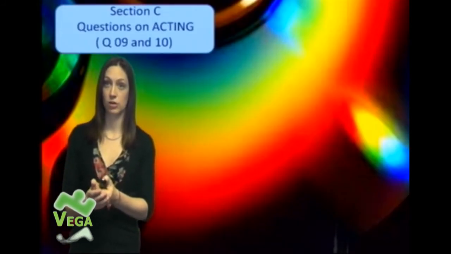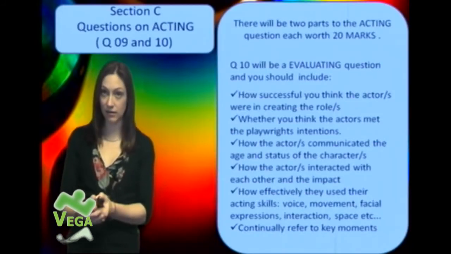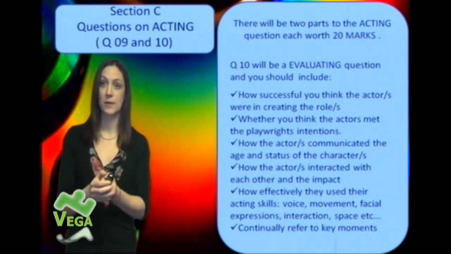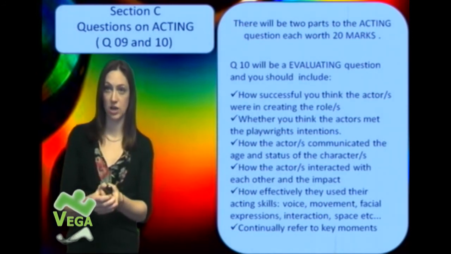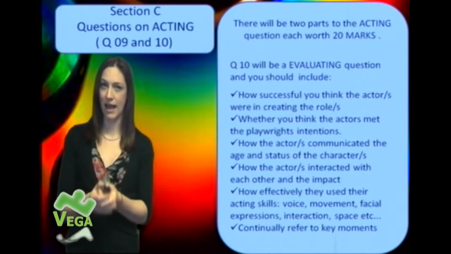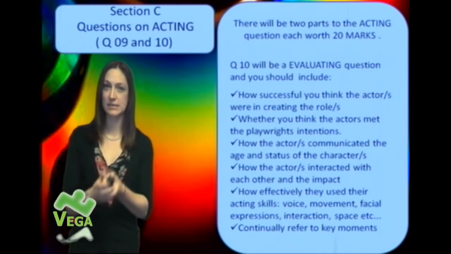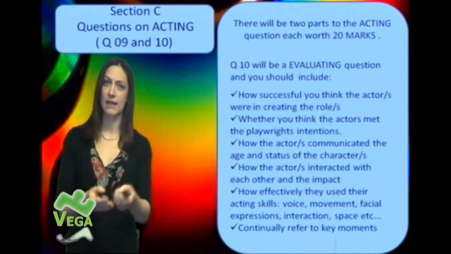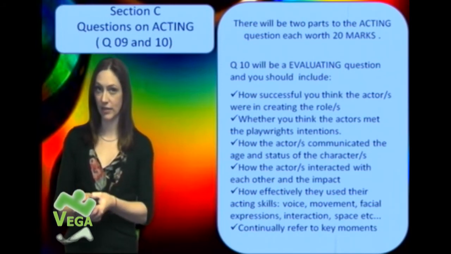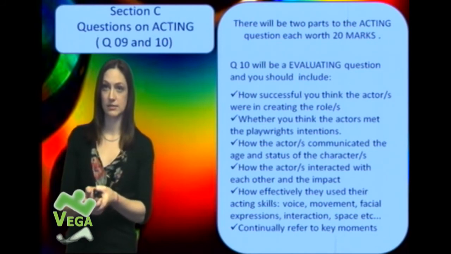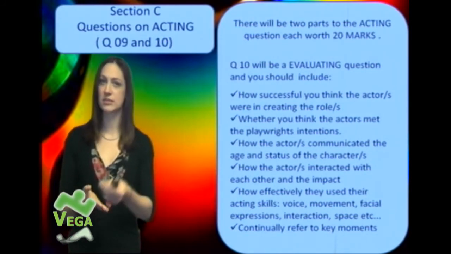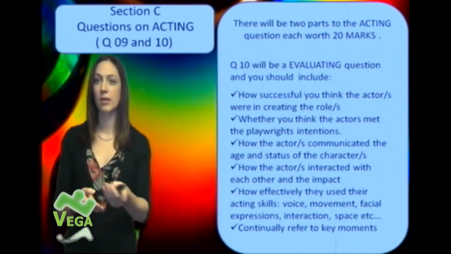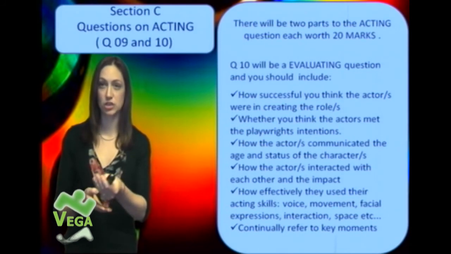Then you're going to move on and talk about question 10. Question 10 is an evaluating question. This question asks you to talk about the same actors that you talked about in question 9. You're making a judgment about how successful they were in creating the role or roles. Comment on whether you think the actors met the playwright's intentions. What did the playwright want for the actors, and did they manage to communicate that? How did the actors communicate the age or status or relationship of the characters to each other? Was it in the way they spoke, in the way they moved, in the way they reacted? What did that show you?